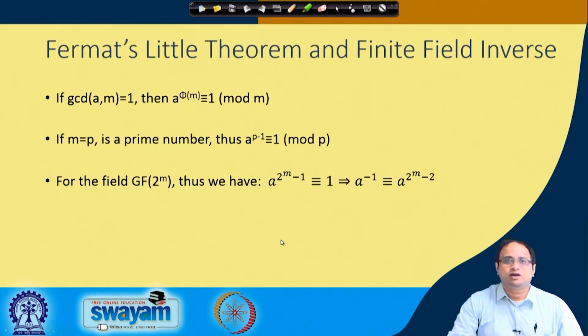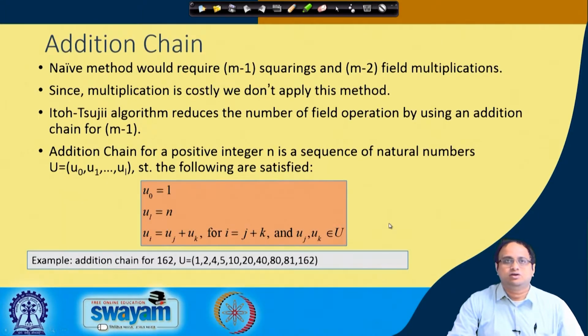Okay. So, how will I compute this a to the power of 2 to the power of m minus 2 is what we need to discuss, if I want to compute a to the power of minus 1 or the multiplicative inverse of a. Here there is a technique which is based on what is called an addition chain. If I want to naively compute a to the power of 2 to the power of m minus 2, then you can see that I will require m minus 1 squarings and m minus 2 field multiplications. Now, multiplication is costly. So, we do not apply this naive method. Instead, we can apply an algorithm called the Itoh-Tsujii inversion algorithm, which uses the addition chain.